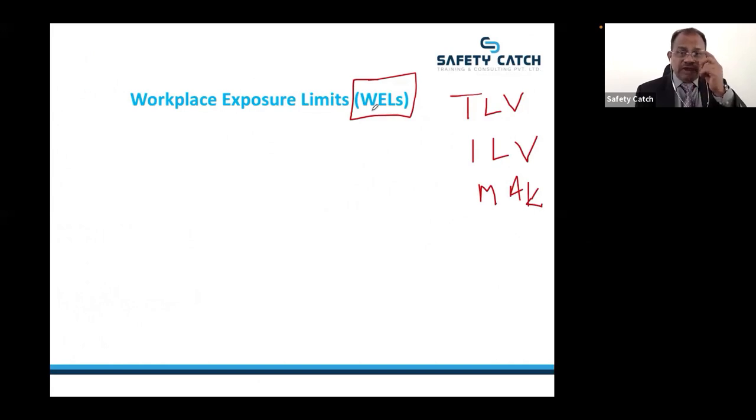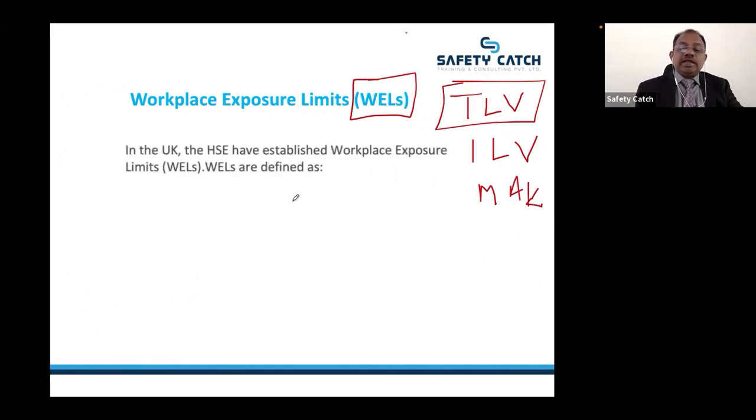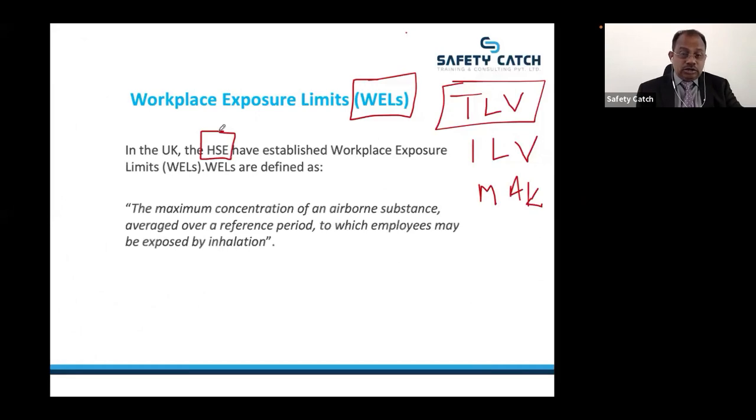So in the UK, it is WEL. If you understand these two, it is enough. In the US, it is TLV, threshold limit value. In the UK, it is WEL, workplace exposure limit. In the UK, the HSE, Health and Safety Executive, which we have just seen, has established workplace exposure limits, defined as the maximum concentration of an airborne substance, averaged over a reference period, to which employees may be exposed by inhalation.